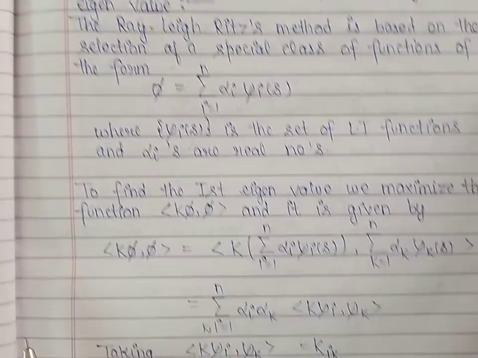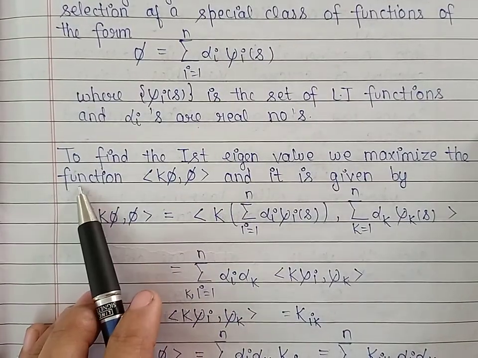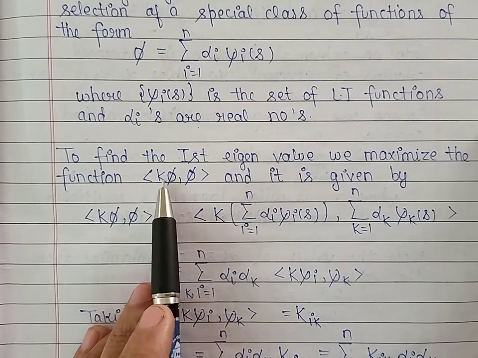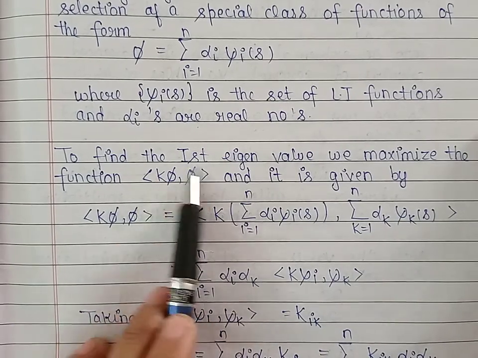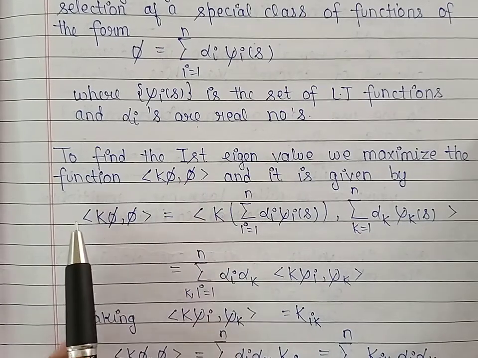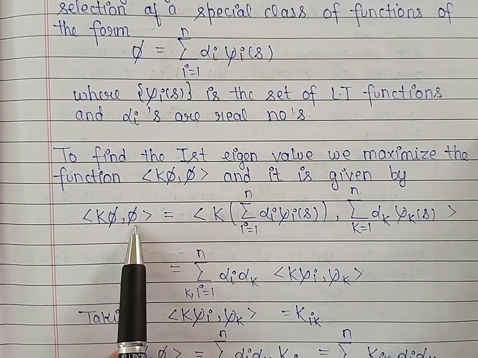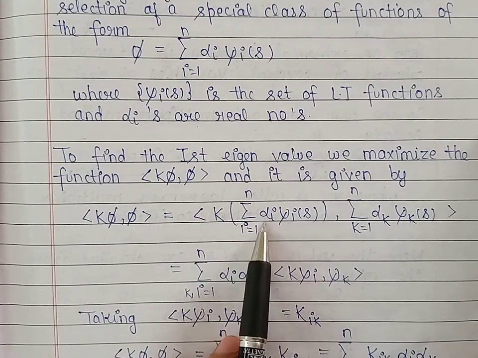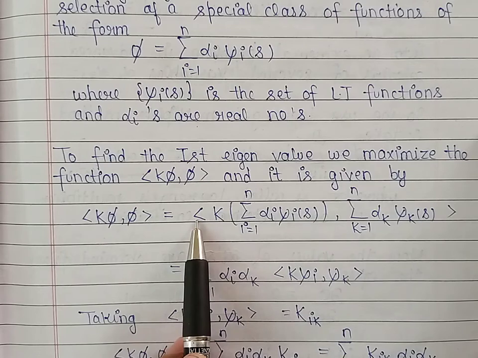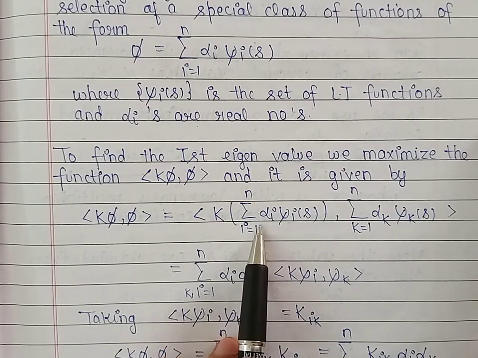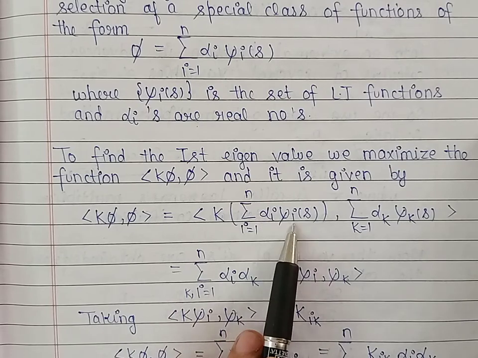Now, to find the first eigenvalue, we maximize the function inner product of k phi with phi. So firstly, let us simplify this expression. Substituting the value of phi in the first and second argument, we get inner product of k phi, where phi is summation i varies from 1 to n alpha i psi i.